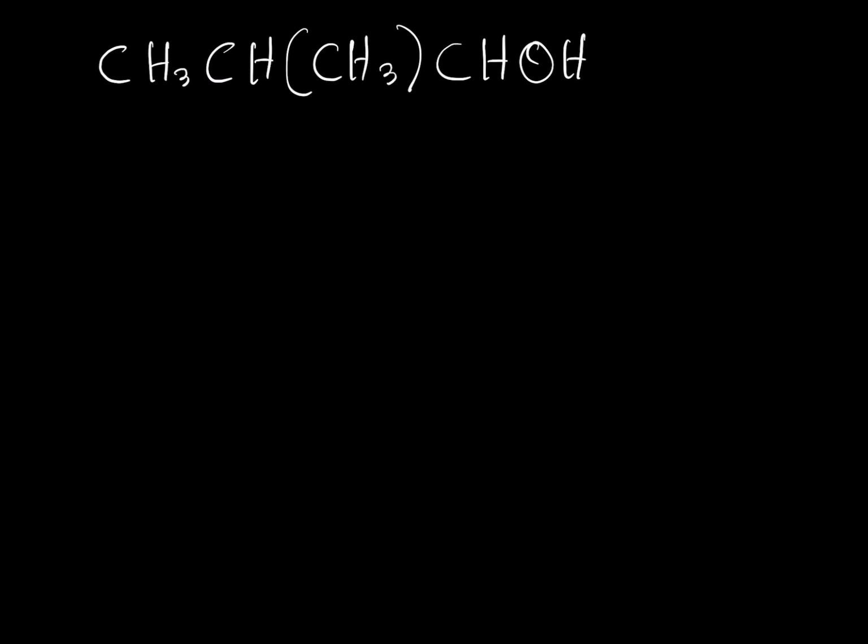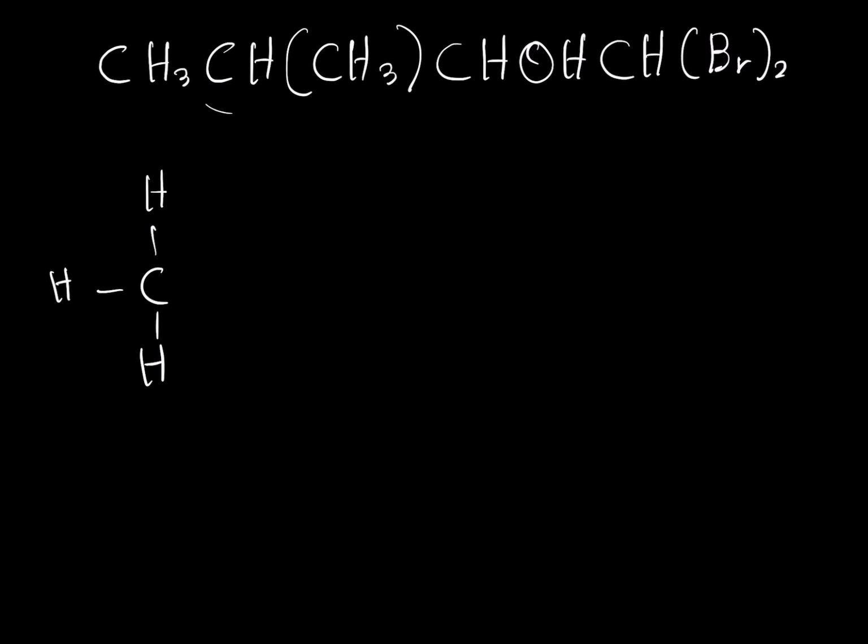So now this next example, we have CH3, CH, CH3, CH, OH, CH, Br2. So we have a CH3 at the left side, starting from there. We have a CH, so that's carbon, hydrogen. And it looks like we have a CH3 in the middle.